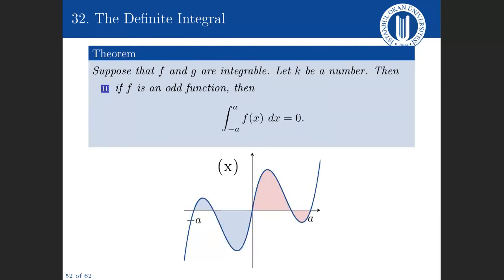An odd function is a function where we could take our graph and rotate the graph 180 degrees, and it would look the same. The integral from minus a to a is 0, because every time we have a positive bit, we have a negative bit of the same size. And positive plus negative is going to be equal to 0.